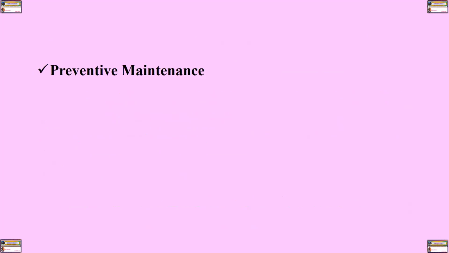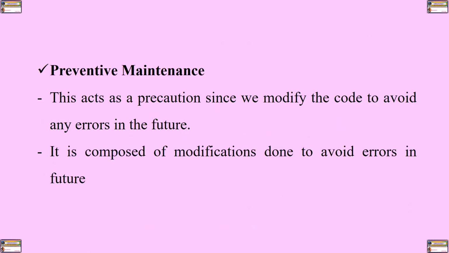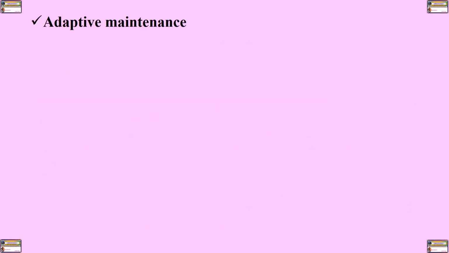When it comes to preventive maintenance, this is an action or the acts that are carried out to serve as a precaution, since we modify the code to avoid any errors in the future. It is composed of modifications that are done to avoid errors in the future.